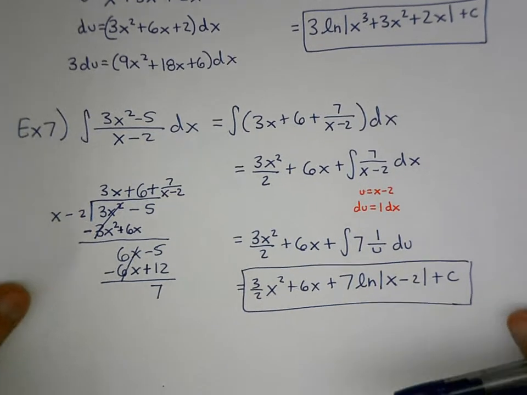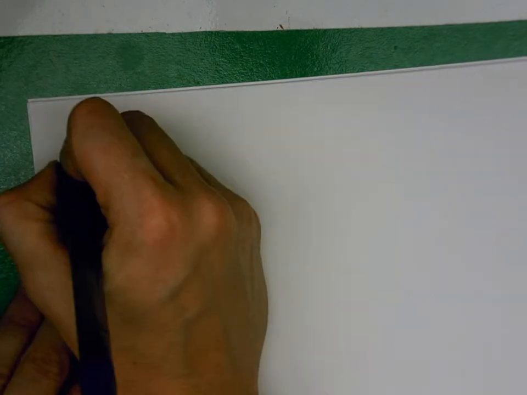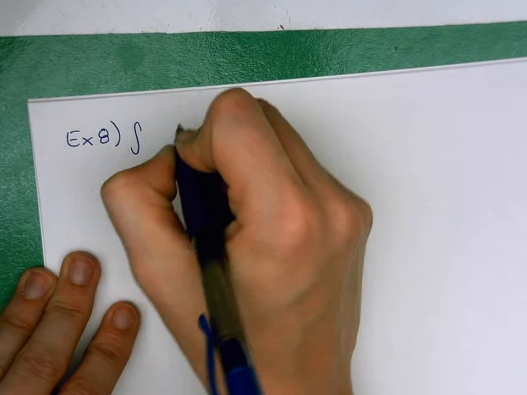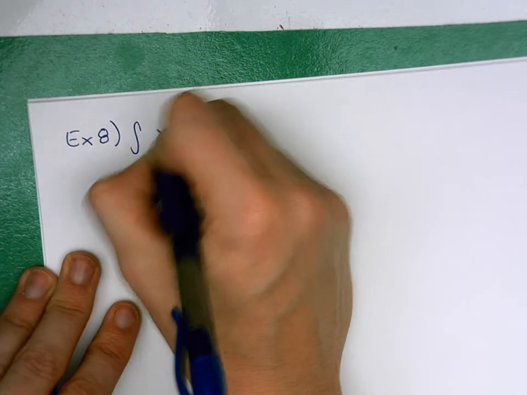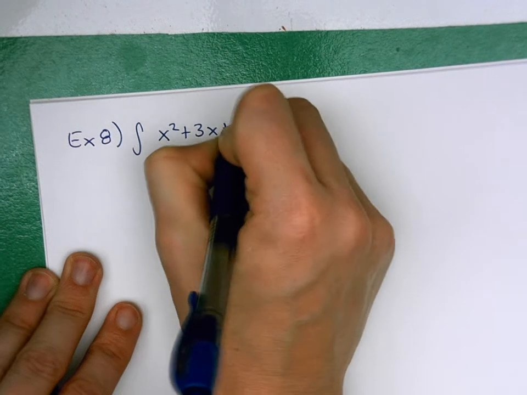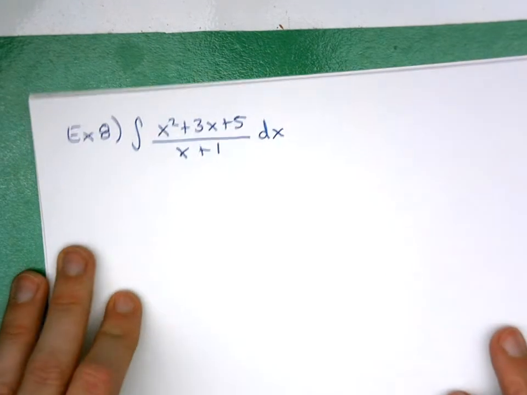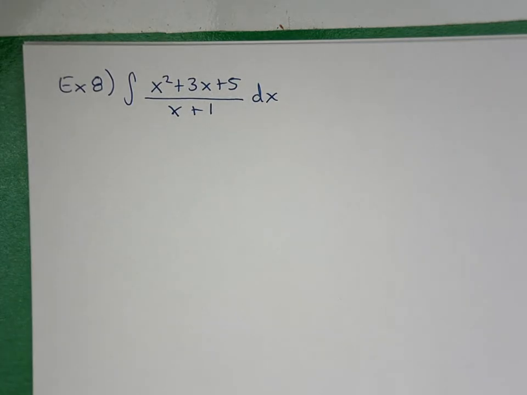Okay. I'll go ahead and put up the next one, example 8 here. Let's do the integral of x squared plus 3x plus 5 all over x plus 1 dx. Go ahead and pause this video and give this one a shot. Okay, so again, you might have tried a variety of things. In this particular case, they would all fail except for long division. This is another long division one there.